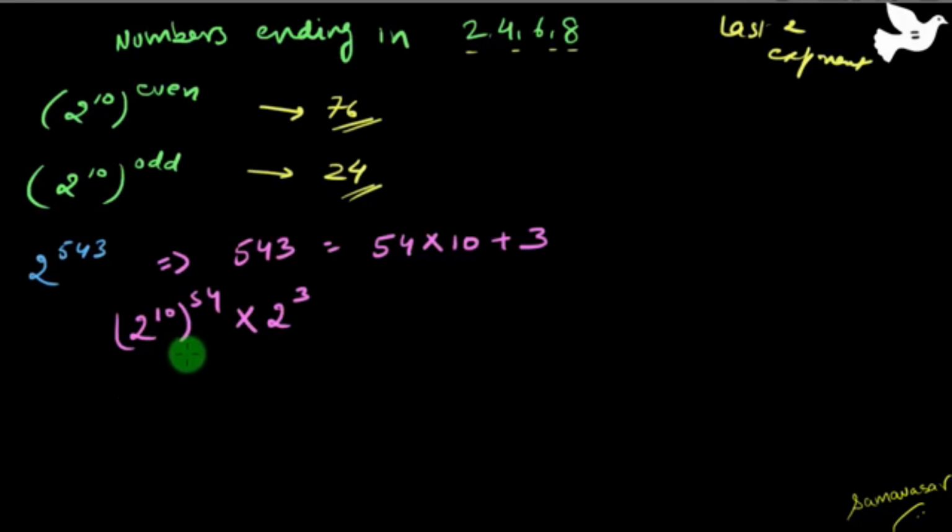Okay, now I told you that when 2 raised to power 10 is raised to an even power, this will end in 76. So the last two digits of this number are 76, and the last two digits of this are 0, 8. So if I multiply 76 into 8, I get 608 and the last two digits are 0 and 8. So this is a fairly simple rule. Now, we will be using this in various questions.